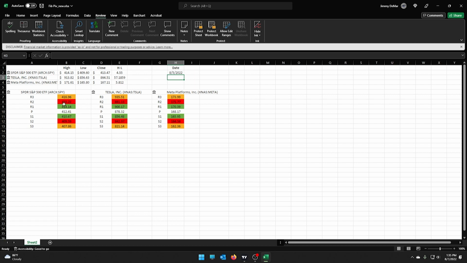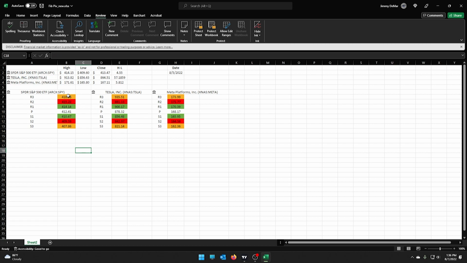This here is your R3, R2, R1 pivot point for SPY. It also works for other tickers. Whatever I put in here, it will give me those values. I only use SPY, so that's why it's there.